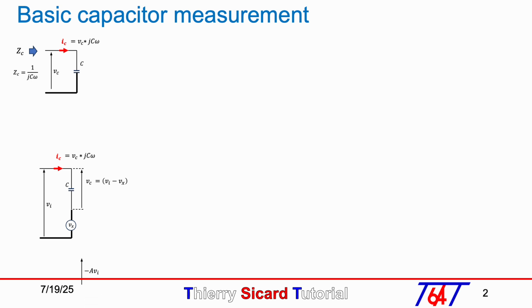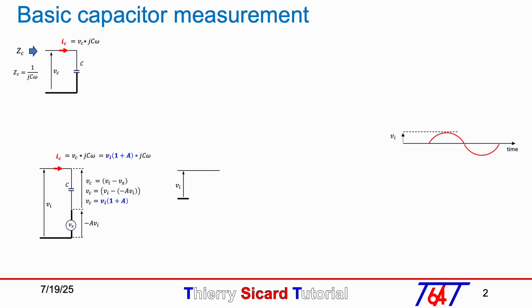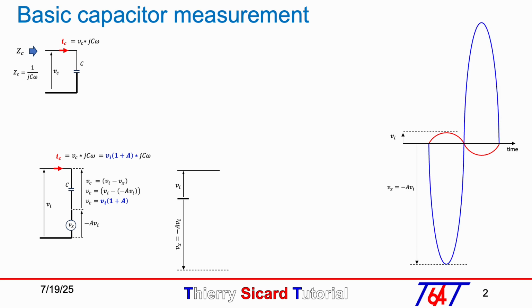So, if Vx is proportional to Vin and equal to minus A Vin, which corresponds to a gain A with a phase of 180 degrees, the voltage Vc becomes Vin times 1 plus A. We can now visualize the sinusoidal input voltage source Vin. In opposite phase, a second voltage source is proportional to Vin and equal to minus A Vin. Capacitor C is connected between the red and blue voltage sources.